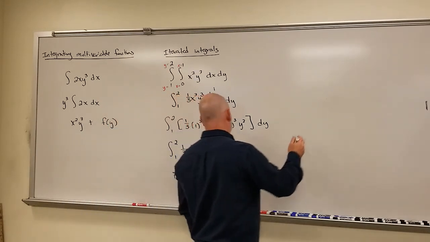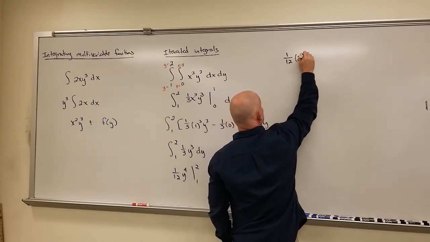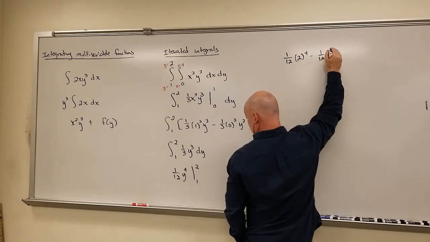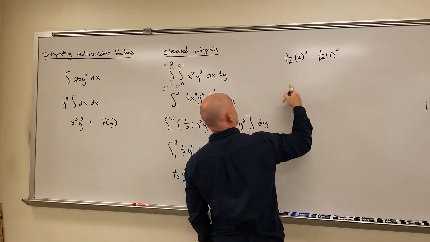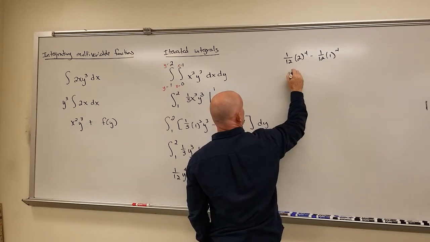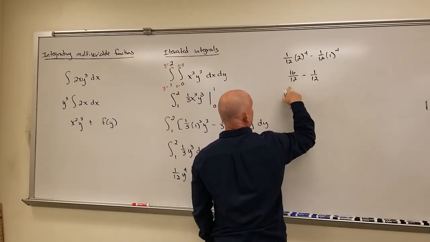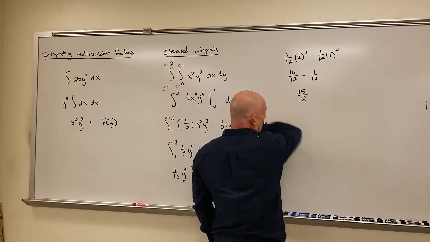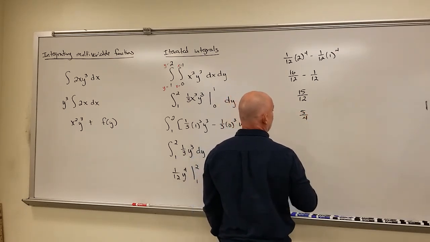So let's bring it up over here. So it's 1/12 2 to the 4th minus 1/12 1 to the 4th. So let's see, it's going to be 16. What is that going to end up being? So let's just go and write it out. So 2 to the 4th is 16 over 12 minus 1/12. So 16 twelfths minus 1/12 would be 15 twelfths. That'll reduce to 5/4.